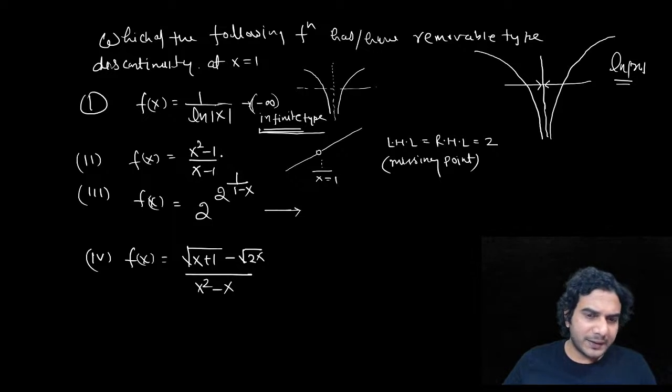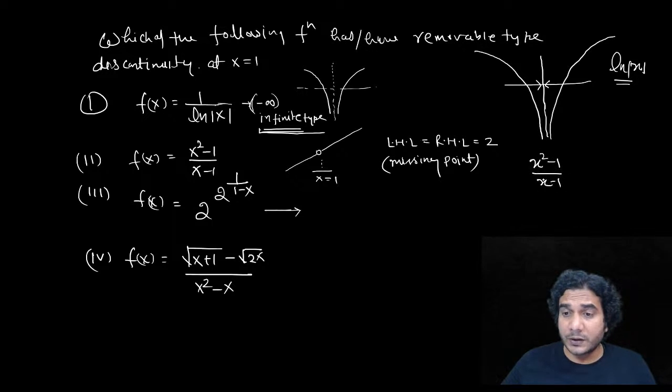In second, rationalize. Are you talking about the fourth one or the second one? No, in the second one, you can factorize, not rationalize. x square minus 1 upon x minus 1. First of all, this function is not defined at x is equal to 1. You can see at x is equal to 1, it is 0 upon 0, which is not defined, right?